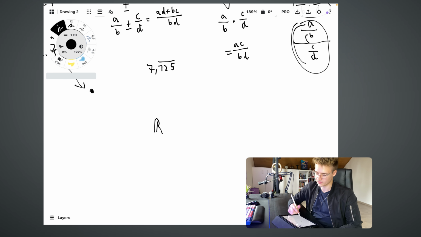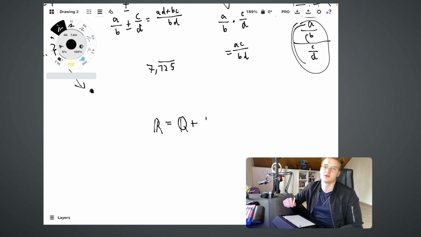Now, how do we define real numbers? Well, basically any number is basically a real number. Okay, so we're going to define them as all the rational numbers, plus all infinite non-repeating decimal numbers.